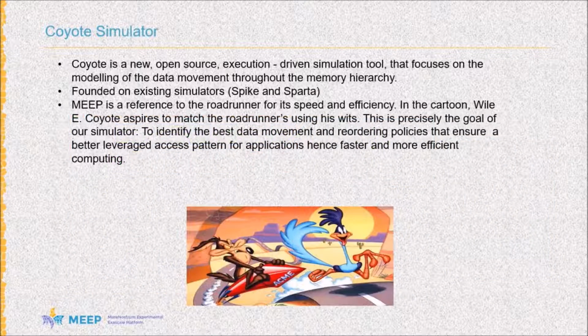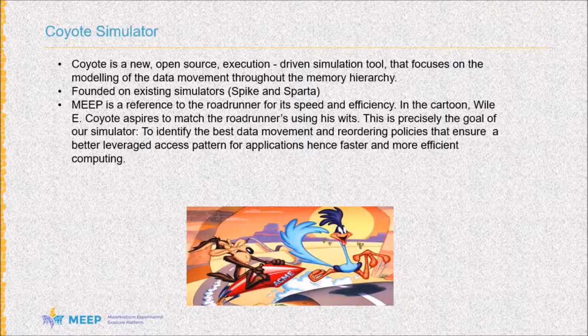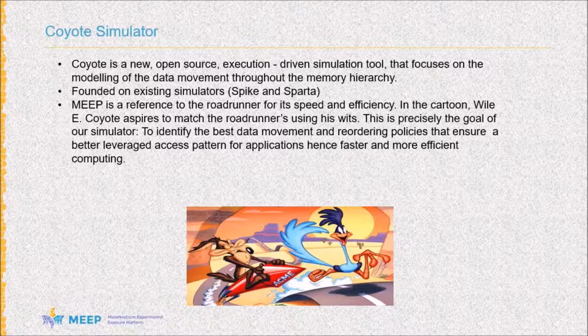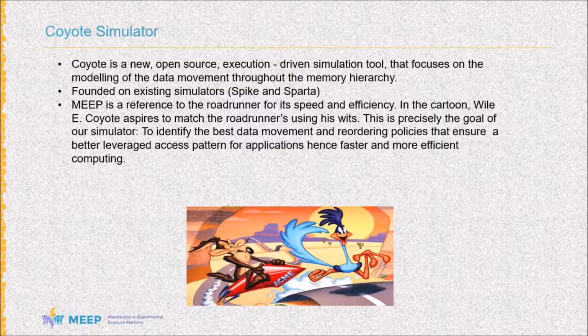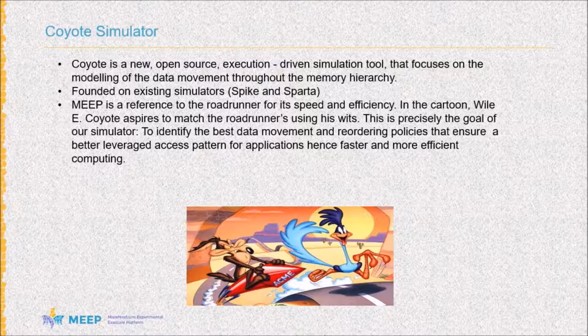In the HPC domain, the number of checkpoints and executions that need to be simulated is high. Coyote is a new open-source, execution-driven simulation tool that focuses on the modeling of the data movement throughout the memory hierarchy, which gives an adequate output that we can use to compare the performance of the different memory reordering designs. Coyote is founded on two existing simulators, Spike and Sparta, which have been orchestrated to work in sync. While Spike handles the various instructions sent to the memory tile, Sparta handles the events that result from the execution of these instructions.